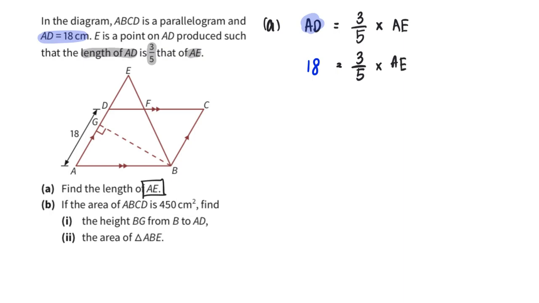And therefore, to find the value of AE, all I have to do is divide by 3/5 on both sides. So my 18, I will divide by 3/5. On my right hand side of this equation, 3/5 divided by 3/5 equals 1. And so this will give me a value of 30.